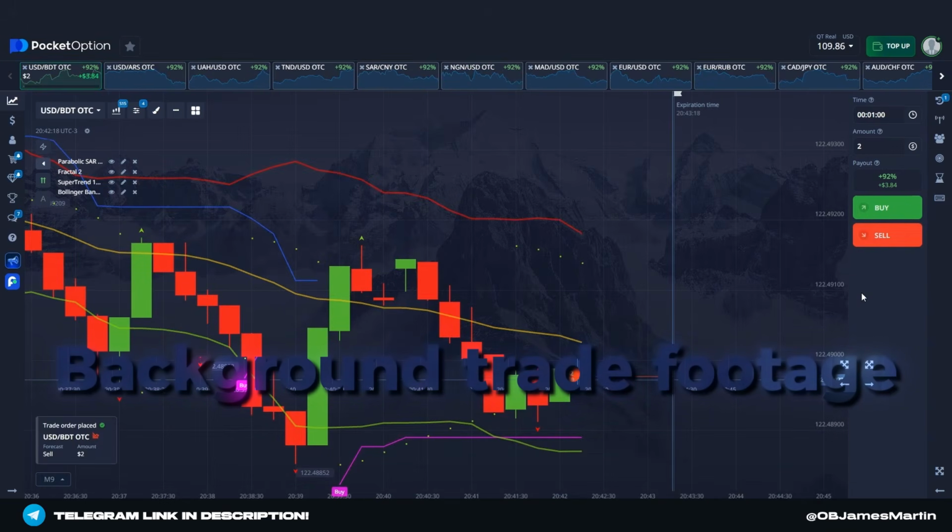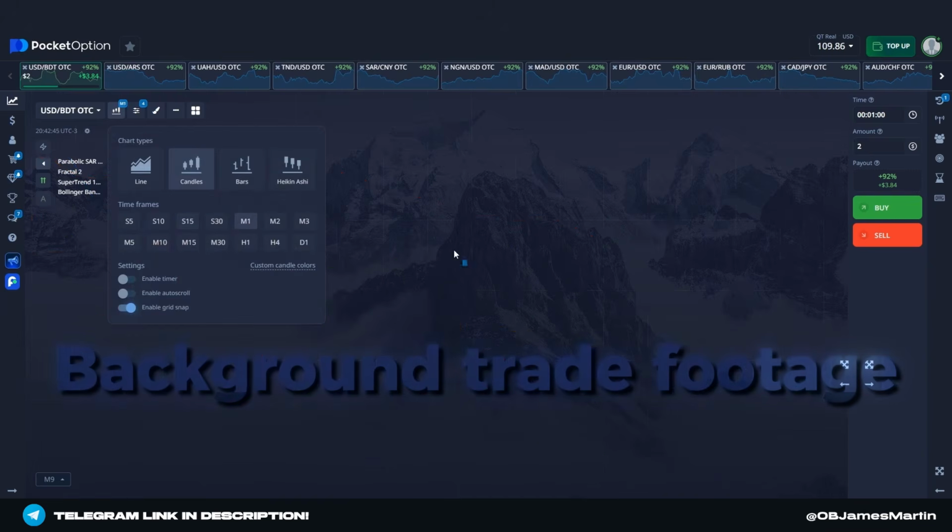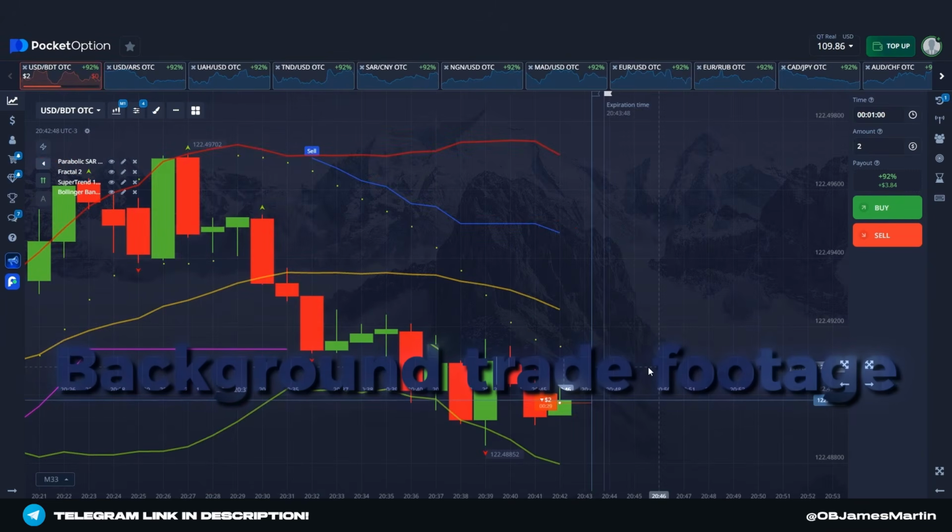What is hidden divergence? Most traders learn about regular divergence first. Regular divergence usually signals a possible trend reversal, but hidden divergence is different. It signals trend continuation. That means the market is likely to continue moving in the same direction after a pullback, and this is exactly what you want when buying options. Hidden divergence usually appears in strong trends. So let's focus on a bullish example.